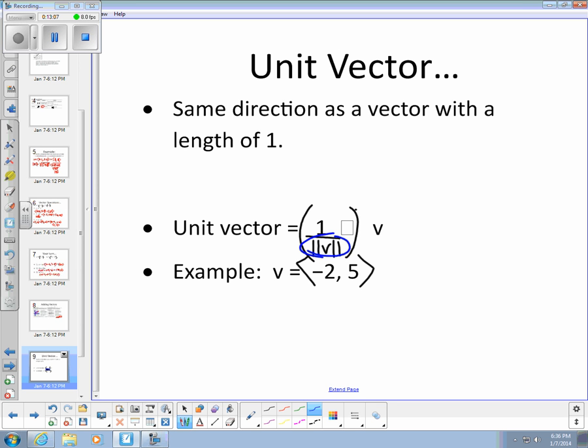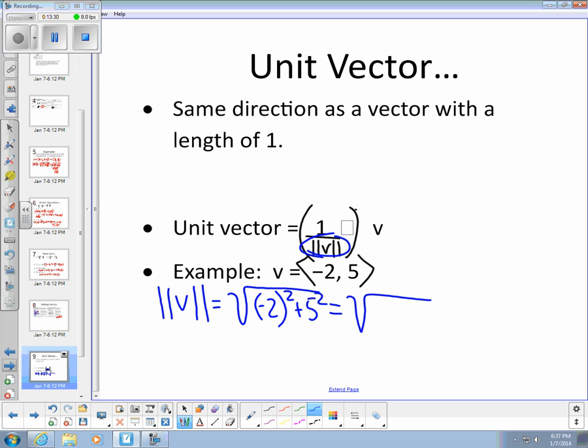1 divided by the magnitude is our scalar, and we're going to distribute that to each component. So here's an example. If vector v is -2, 5, the first thing I need to do is find the magnitude of v, which again is the square root. Remember, magnitude is distance, so it looks like a distance formula. First component squared plus second component squared. -2 squared is 4. 5 squared is 25. So when I add that together, I get square root of 29. And I can't really simplify that.